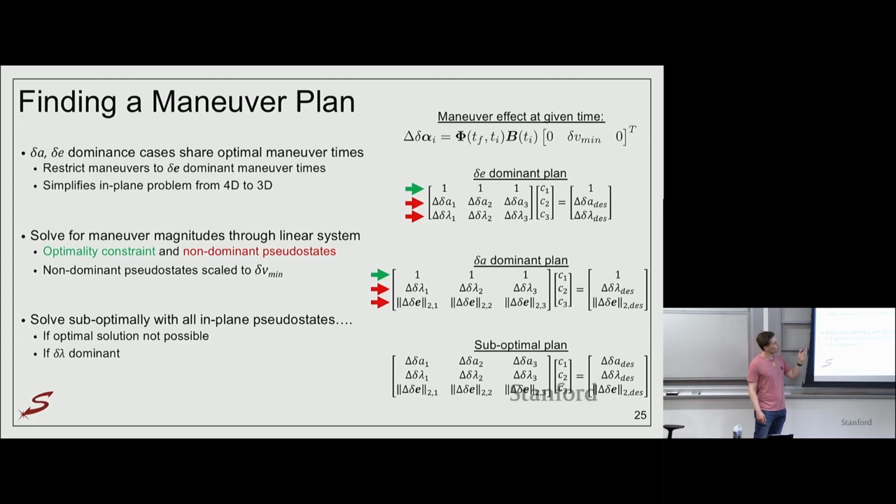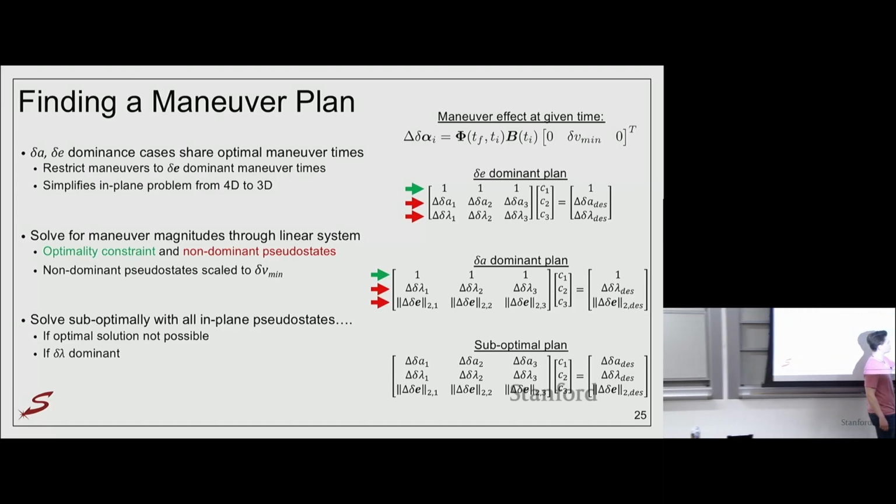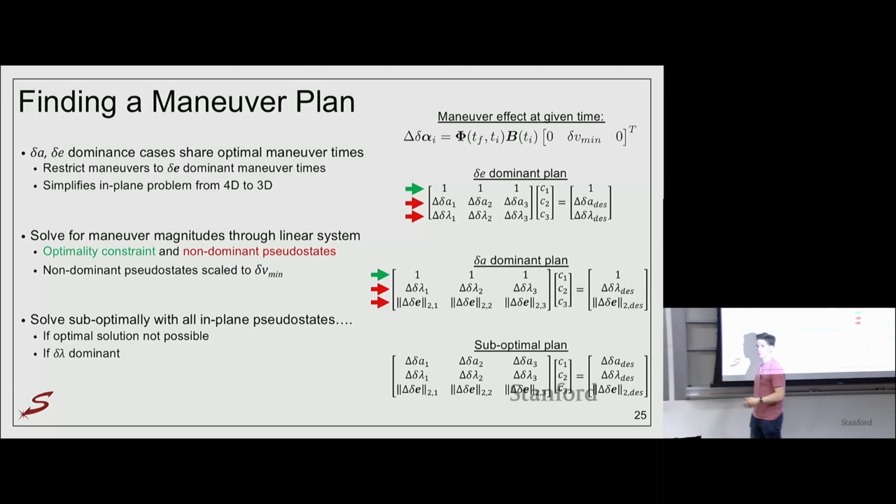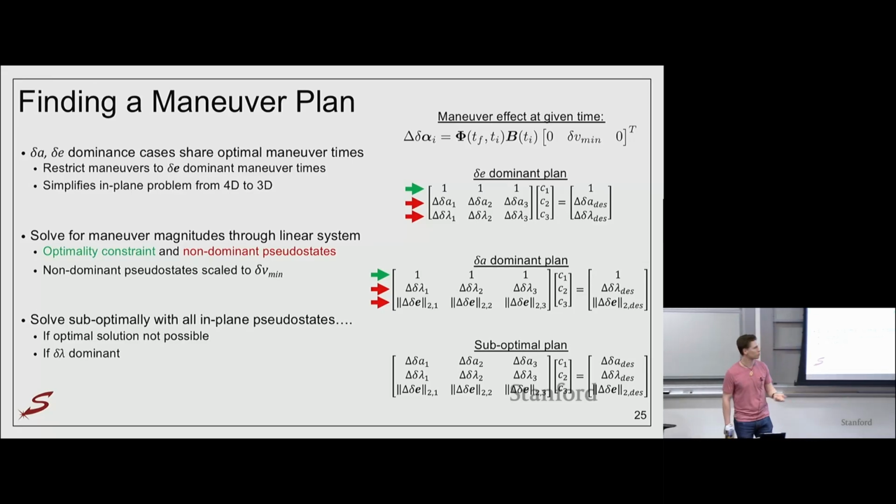We come up with linear systems that have an optimality constraint, which is that series of ones, and then non-dominant pseudostates, or pseudostates that are not part of the dominance case, right? We're going to scale those non-dominant pseudostates by the delta V minimum of the control problem. So the C's that we're solving for over here are effectively just coefficients, again, coefficients of the minimum cost of the control problem. And that's where the optimality constraint comes from as well.